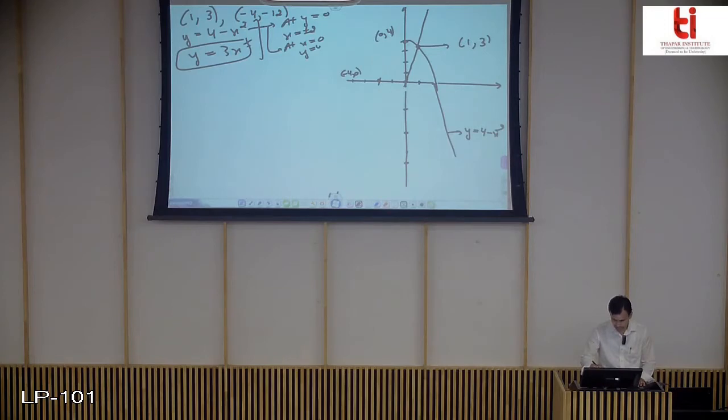Let me draw it in a proper way. So this line goes like this, and yes, okay. In the paper it is not necessary to draw the figure to scale, but I am trying my best so that it can be in proper scale. So this is minus 4, minus 12.